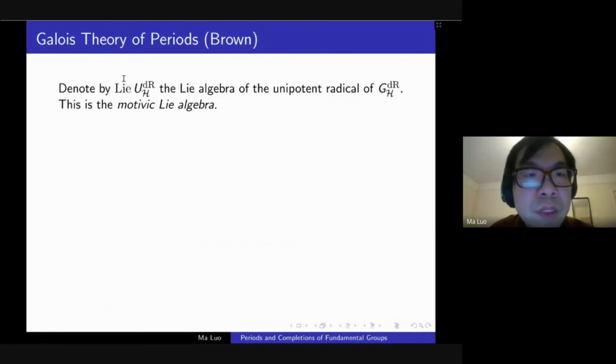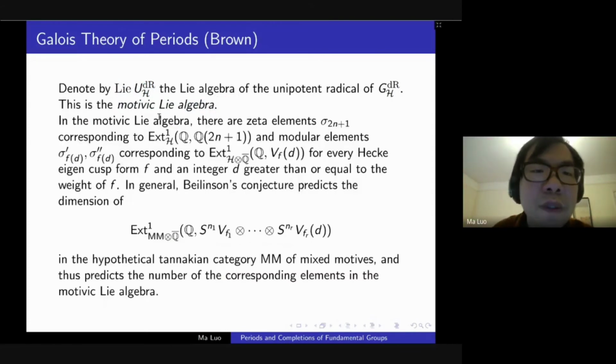So as we study them, let me just put down the notation. We denote by this the Lie algebra of the unipotent radical of the motivic Galois group. This is called the motivic Lie algebra. In this Lie algebra, there should be these zeta elements we mentioned before that correspond to all the zeta values, so they correspond to these extensions. And there should also be modular elements corresponding to these extensions, where for every Hecke eigen cusp form and a suitable integer d, there are actually a pair of them.